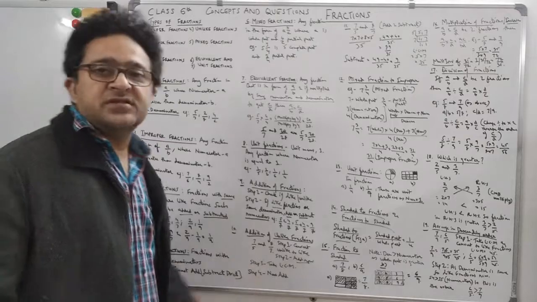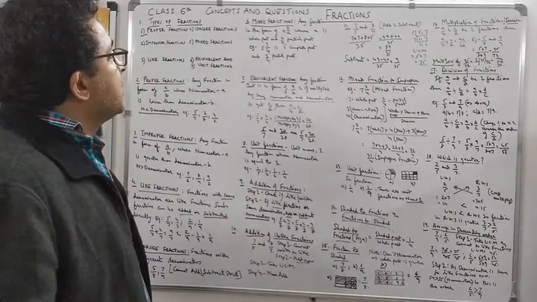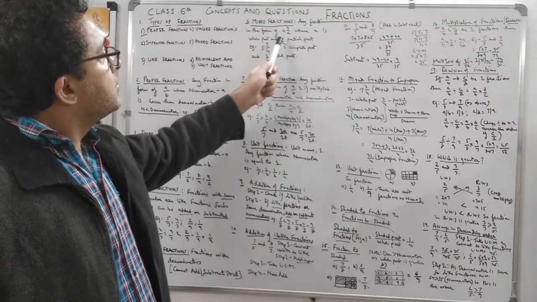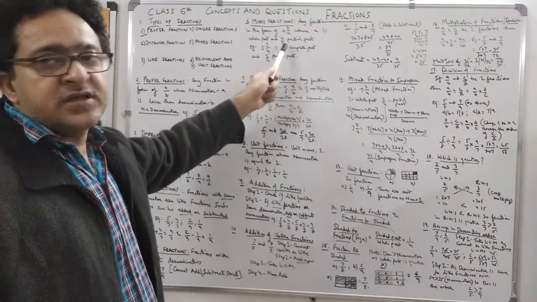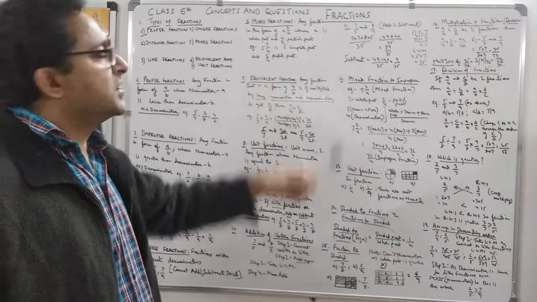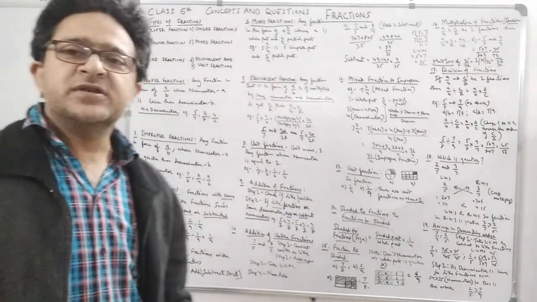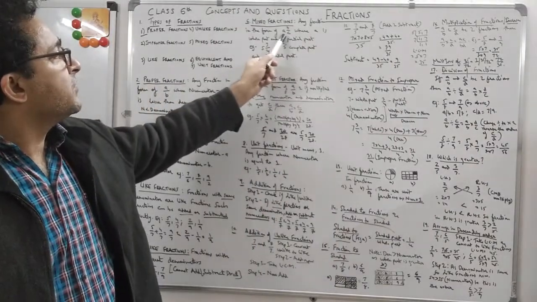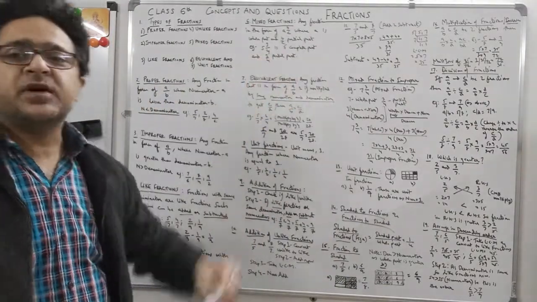Now mixed fractions. What is a mixed fraction? A mixed fraction is in the form of A B upon C, where A is the whole part and B upon C is the partial part. So try to understand this. It is in the form of A, B upon C, where A is the whole part and B upon C is the partial part.